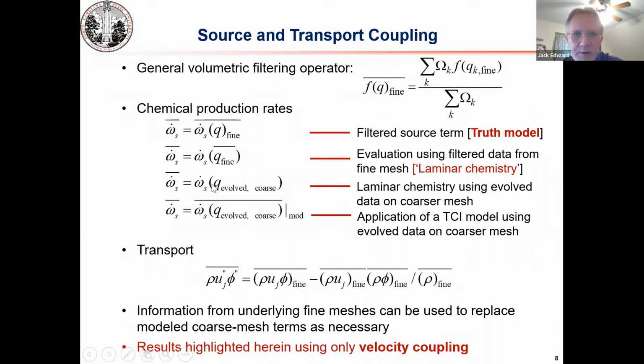If we want to evaluate the source term using the field data that we're evolving on a particular coarse grid, in other words, the laminar chemistry assumption using that set of data instead of the fine grid data, you can do that. And if you want to apply a model for this term on a coarse grid, you can do that as well. So you have all these degrees of freedom within MRA as to how you wish to transfer information between the mesh levels.